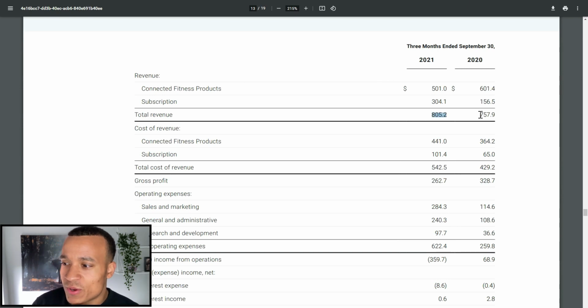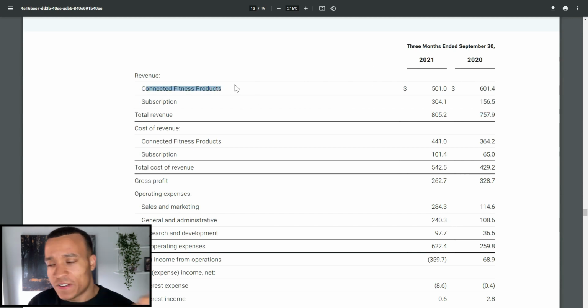So we can see here that revenue has increased by 6%, as we noted earlier on. But when we look at the connected fitness products, which is primarily the bikes, so the equipment that people use, there's the bikes and then there's the treadmill. They're the two primary products, but the bikes are by far the largest product. $501 million of revenue compared with $601 million of revenue the year before. So straight away, that goes to show us that fewer people are purchasing the product. Now, there is one thing to bear in mind here.